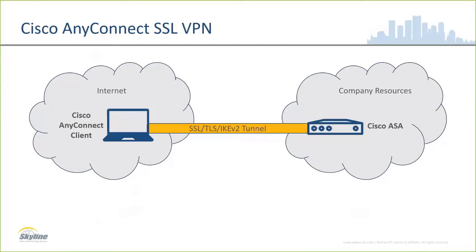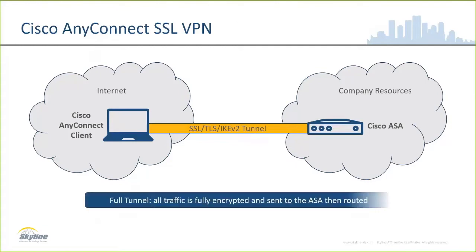This over in here would be the internet, right? So this space between the two of them would effectively be the internet. And then what we would do is we would basically authenticate to our ASA. Now, there are a couple of ways we can do that. One is called full tunnel.